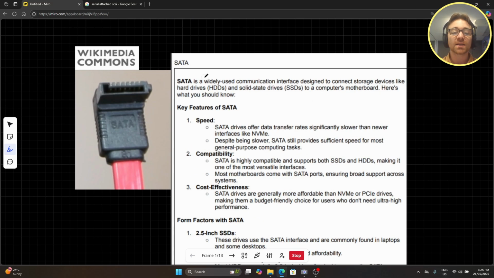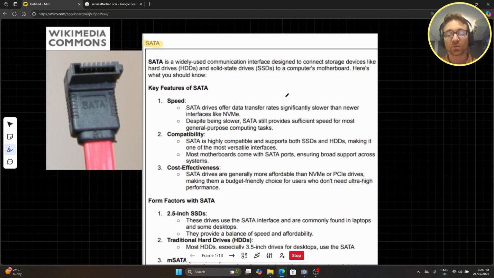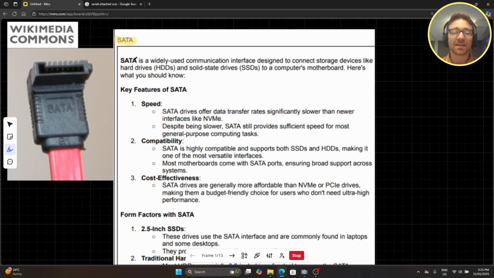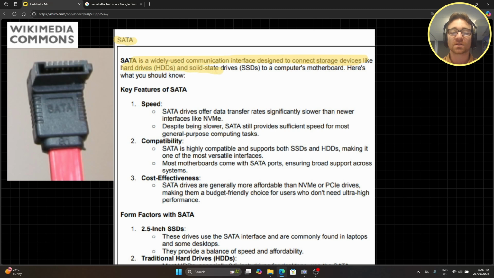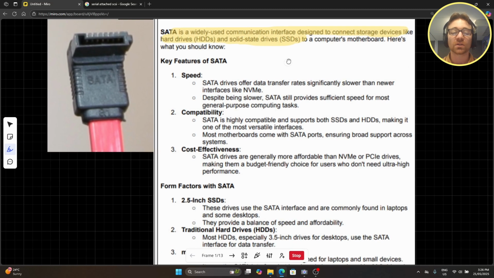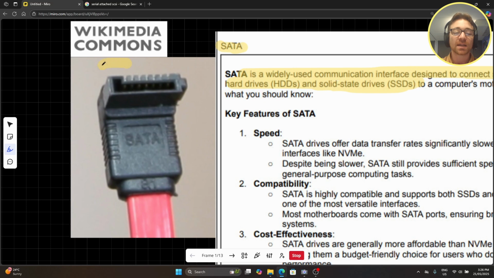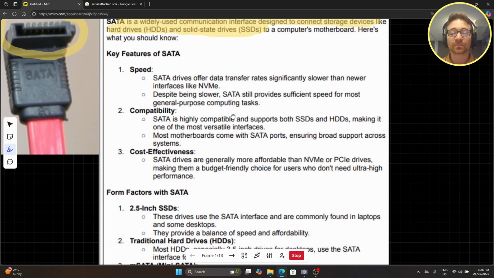Okay, the next one is SATA. We've talked about SATA so much. We should be pretty familiar with SATA. It is a widely used communication interface designed to connect storage devices such as hard disk drives and solid state drives. SATA can connect all your drives. It looks like that, it has that little lip on it. We had a look at the connections previously.